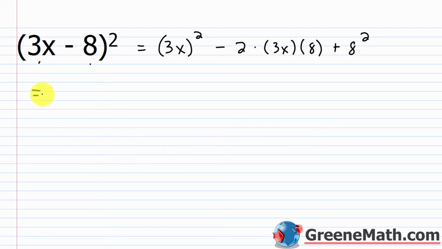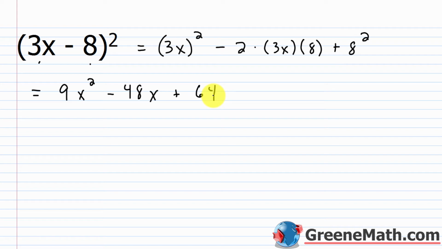We will say 3x squared with the parentheses around the 3 and the x. 3 squared would be 9. Then x squared is just x squared. And then we're subtracting away 2 times 3 times 8. 2 times 3 is 6. 6 times 8 is 48. And then times x. And then lastly, plus 8 squared is 64. So we get 9x squared minus 48x plus 64.